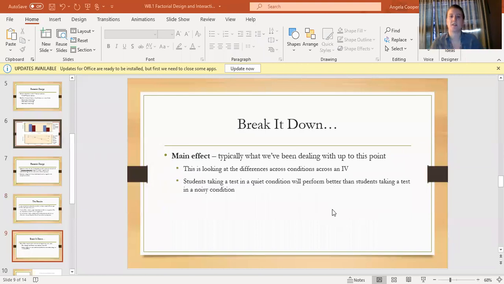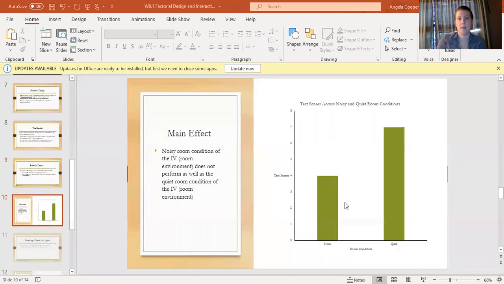Okay, so like I said, with main effects, what we've been looking at up to this point, we're just looking at one independent variable and we're comparing the conditions. We're comparing the dependent variable scores or stats, however you're measuring that dependent variable, across the conditions of our one independent variable. Main effect is always going to happen when we have one independent variable.